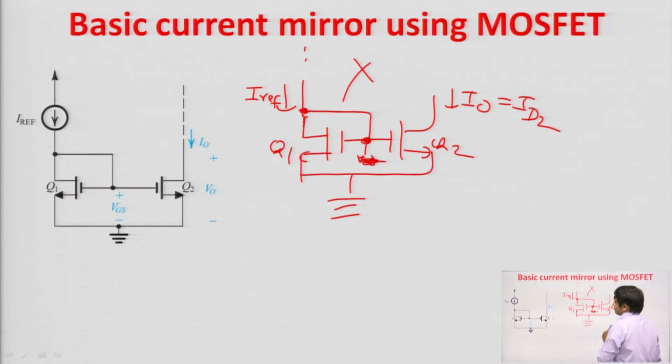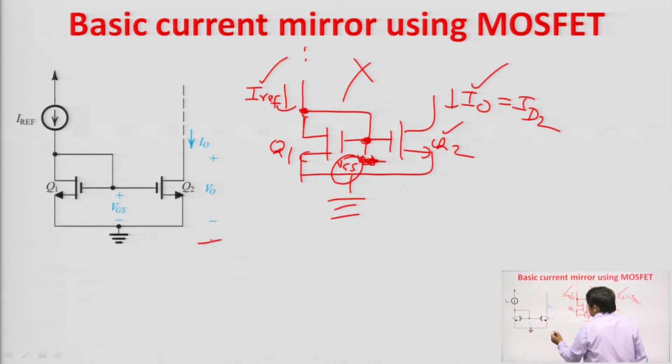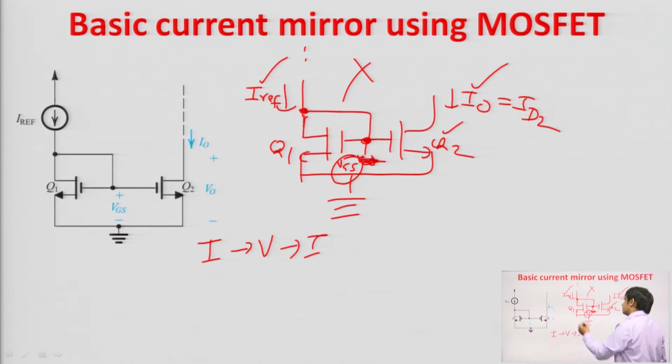Then in this case, if there is a change in input current, then corresponding to this change, there will be a change in gate to source voltage of Q1 transistor. Since the gate to source voltage of Q1 and Q2 both are same, if there is a change in VGS, there will be a change in VGS of Q2 also, of course, and corresponding to this change in VGS of Q2, there will be a change in the output current. So, what is happening here? Actually, the current is converted into voltage, further that voltage is converted into current.